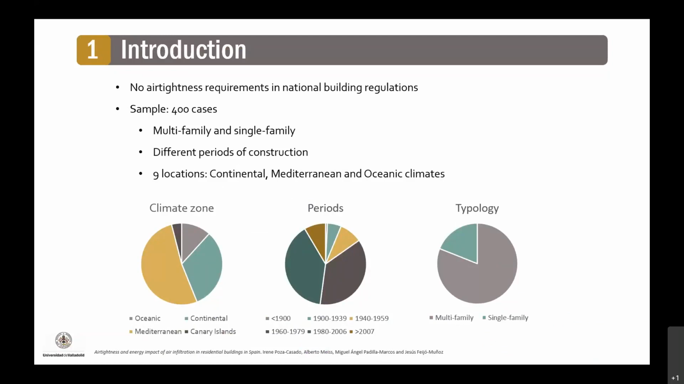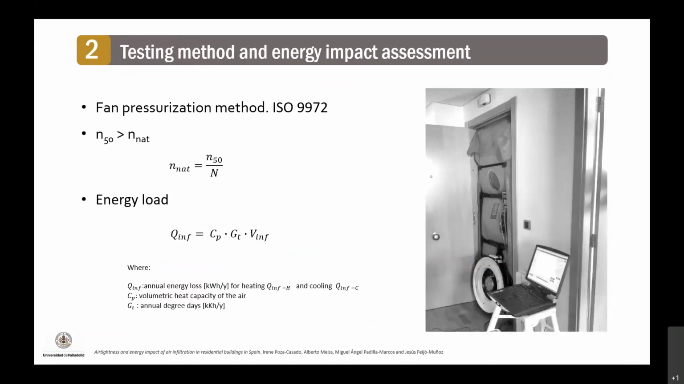For this purpose, airtightness results of more than 400 representative cases have been analyzed. Multifamily and single-family dwellings built in several periods and located in 9 regions with different climate characteristics have been analyzed. The assessment of the building airtightness was approached by means of the fan pressurization method according to ISO 9972.